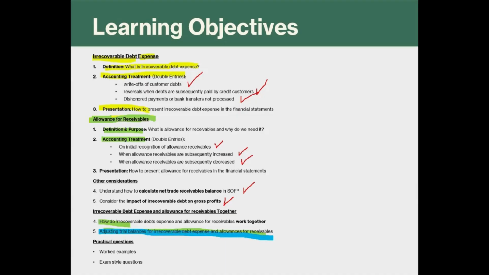Finally, we will bring the two concepts together. We will work through examples that combine both irrecoverable debts and allowances, so you can see how to handle exam-style adjustments in practice. We'll conclude the chapter with worked examples and exam-style questions, giving you the opportunity to apply everything step by step. By the end of this session, you should feel confident in dealing with both irrecoverable debts and allowances, and ready to demonstrate that knowledge in your exam.